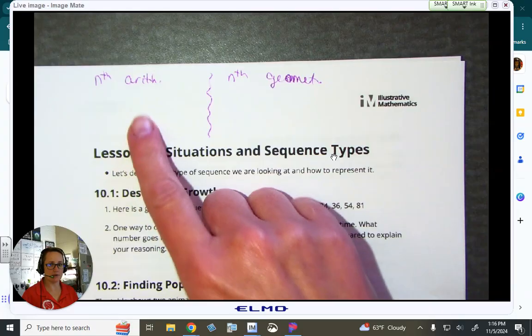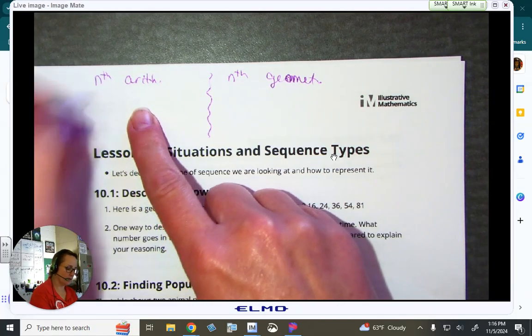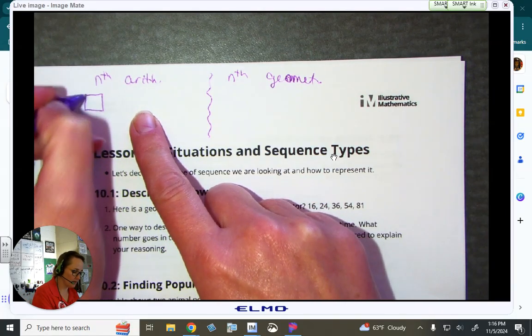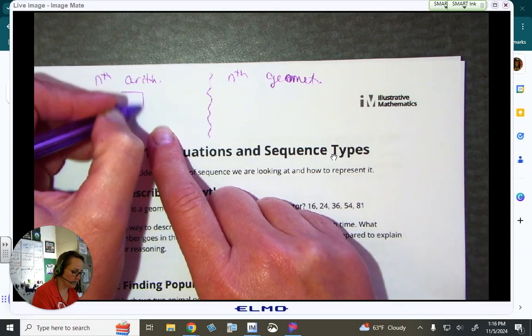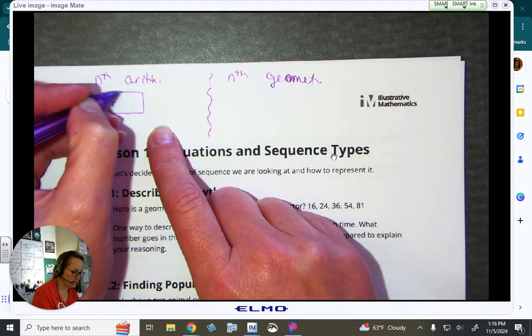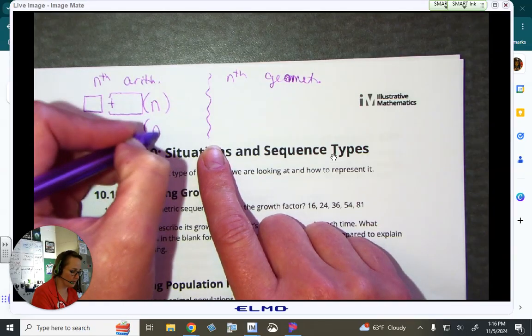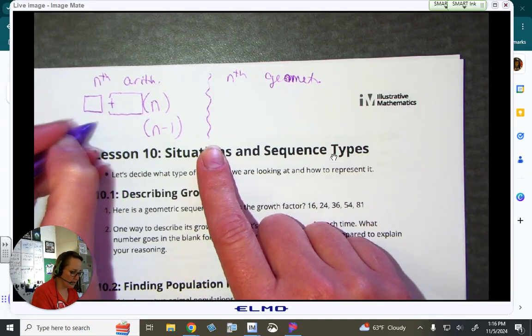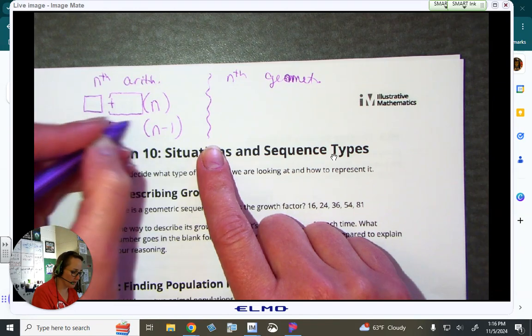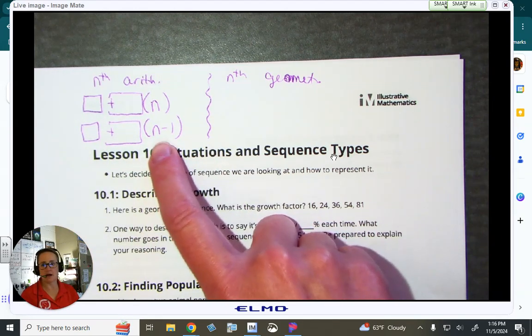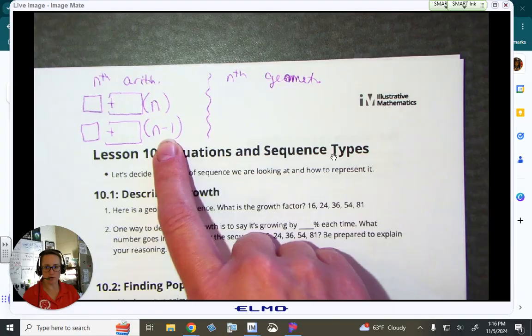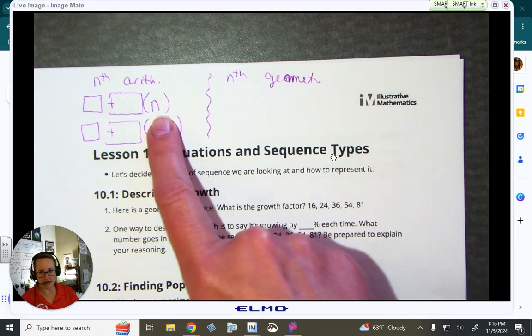Remember, arithmetic is something that shows up where you're just going to be adding something over and over again. So our nth term equation is going to look like this, where we're going to have it times n, or the n minus 1. And we should be able to plug in whatever we want for n. And then just remember, you're going to follow order of operations. Okay, so if we want to find the 8th term, we're going to plug in 8 for n to figure it out.